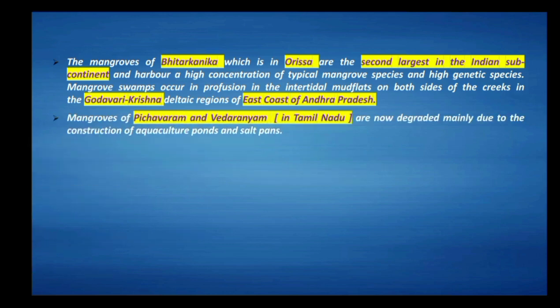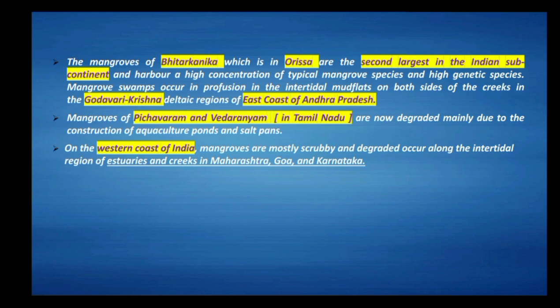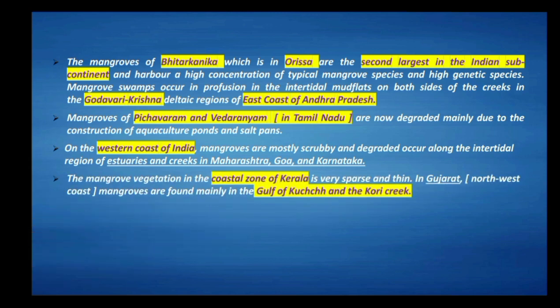Mangroves of Pichavaram and Vedaranyam in Tamil Nadu are now degraded mainly due to the construction of aquaculture ponds and salt pans. On the western coast of India, mangroves are mostly scrubby and degraded, occurring along the intertidal region of estuaries and creeks located in Maharashtra, Goa and Karnataka. The mangrove vegetation in the coastal zone of Kerala is very sparse and thin.